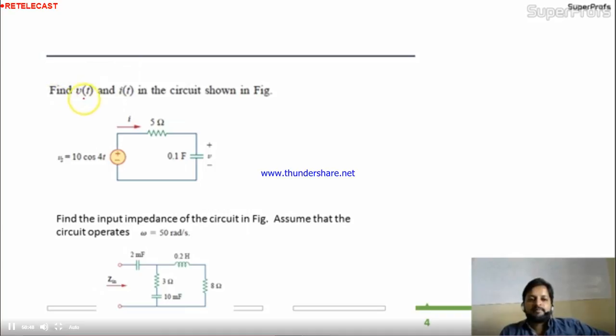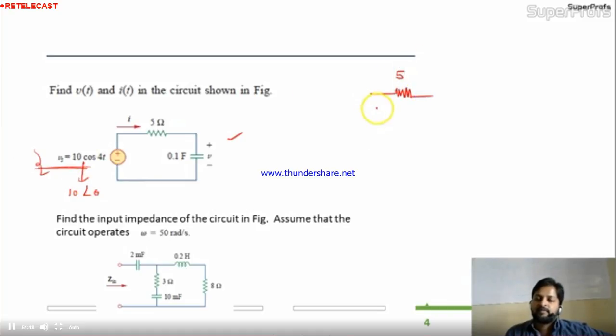Come to this problem. Find Vt and It in the circuit shown in the figure. Vt is over here, and this is the I. This is the AC circuit. You can see this circuit is not a simple DC circuit, because a sinusoidal source function is given. I'll do this for you. Can I write it? 10 at an angle 0. Yes, I can write it. 10 at an angle 0.